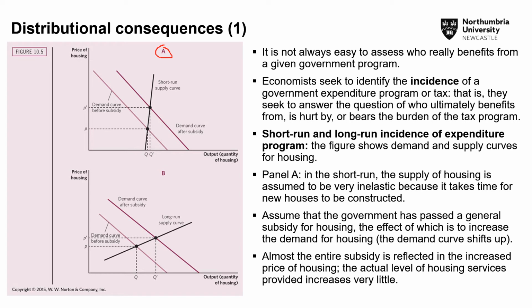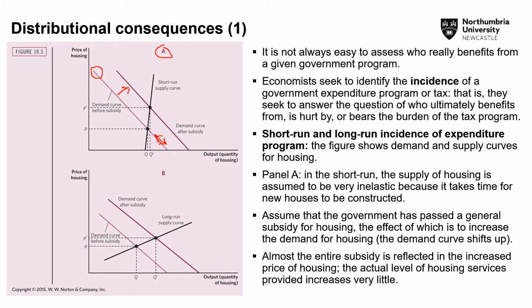In other words, the quantity supplied is not responsive to changes in the price level. And here we have our demand curves, and we start off with this representing our initial demand for housing. Now let's say that we subsidize houses. And the effect of that subsidy is to increase the demand for housing. So what is the result of that? The result is that the demand curve shifts rightwards.